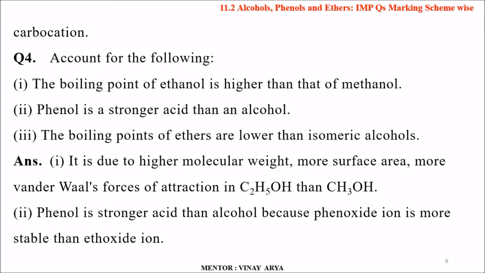Question number 4, account for the following. The boiling point of ethanol is higher than that of methanol. That is the first part. Second, phenol is a stronger acid than an alcohol. And third, the boiling points of ethers are lower than isomeric alcohols.